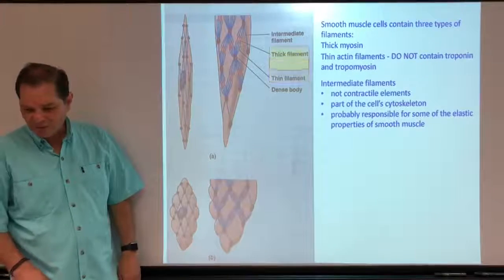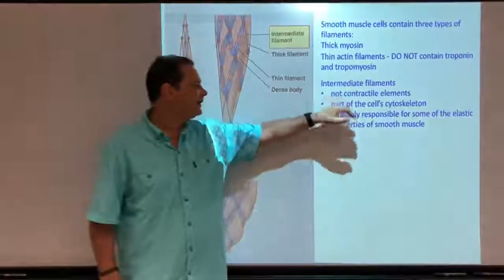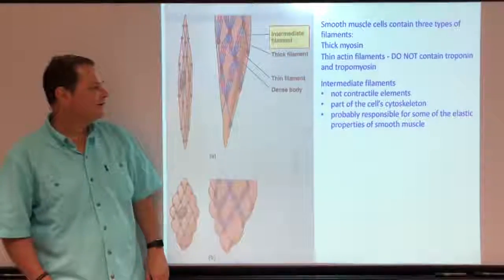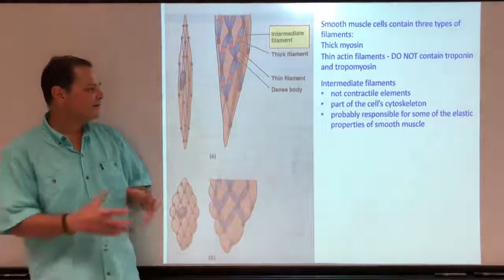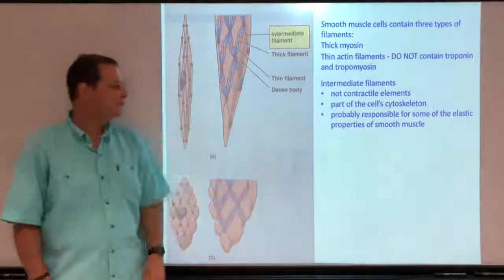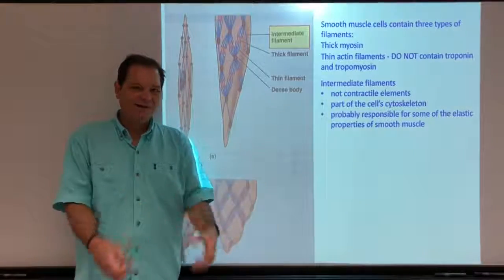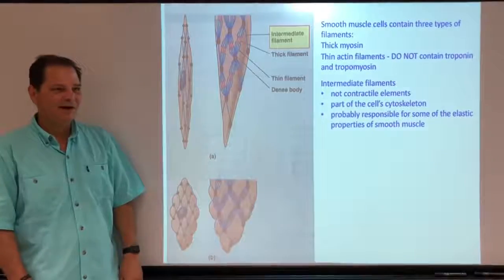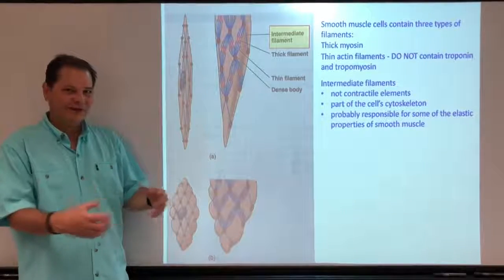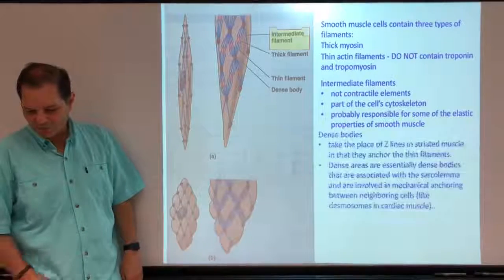You also have intermediate filaments, which cardiac muscle did not have. These are not contractile elements. They're part of the cell's cytoskeleton, and they're probably responsible for some of the elastic properties of smooth muscle. As you'll see later on, smooth muscle tends to stretch quite easily, and it's really made to operate at many different shapes and sizes, and maybe the intermediate filaments play a role in that.